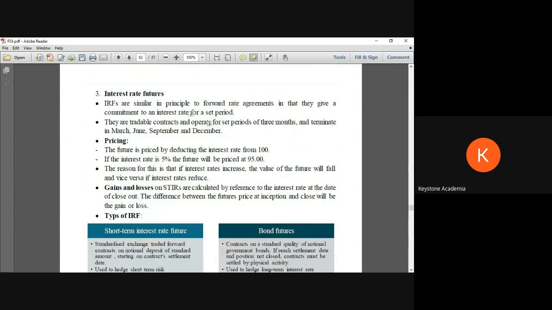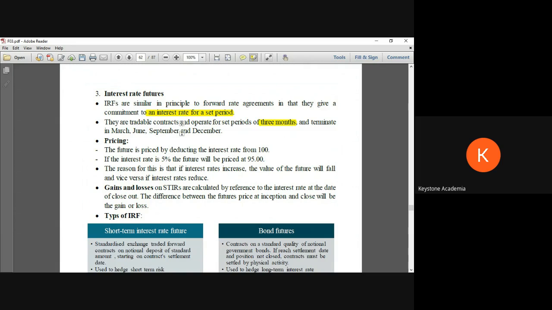Then we have interest rate futures, or IRFs. IRFs are similar in principle to the forward rate agreement, the first one, in that they give a commitment to the interest rate for a set period. They are tradable contracts, usually for small periods of 3 months. Let's say they start in January, then March, June, September, December, like that.